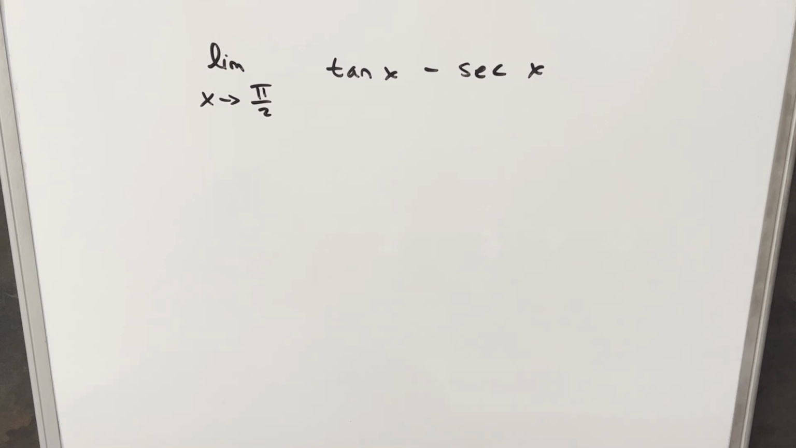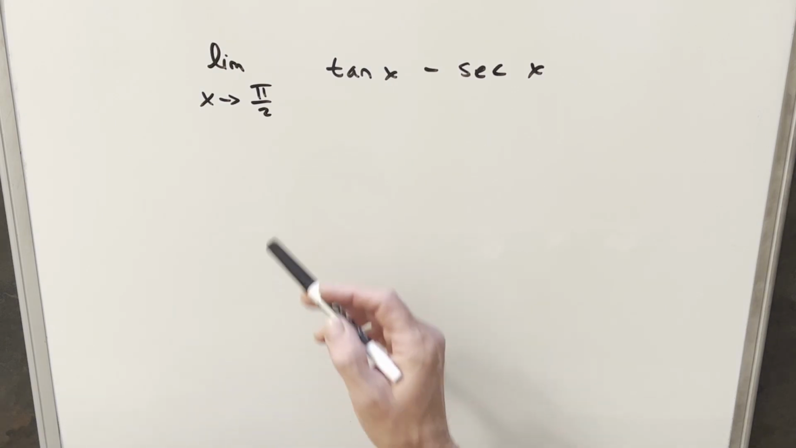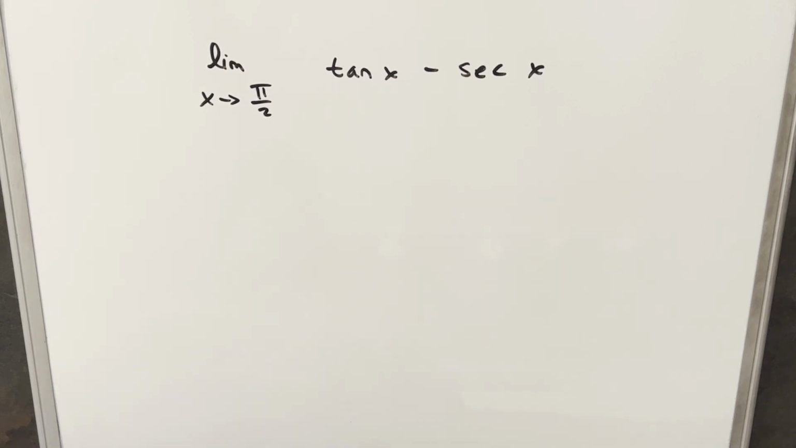Okay, we have here today on the board a limit problem. We've got the limit as x approaches pi over 2 of tan x minus secant x. To get started with this, what we can do is take pi over 2 and just plug it in to get a sense of what we're looking at. Maybe we can do this real easy.